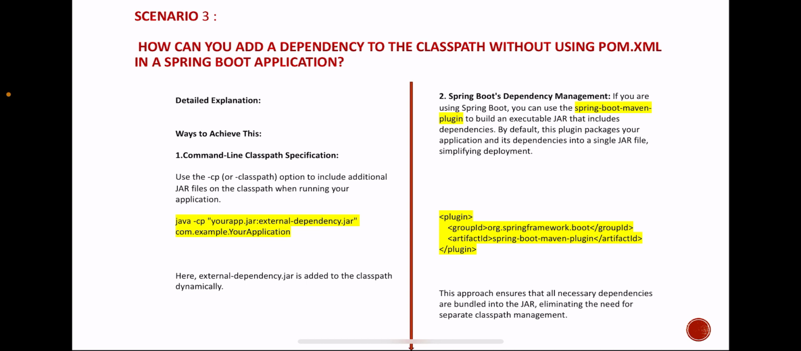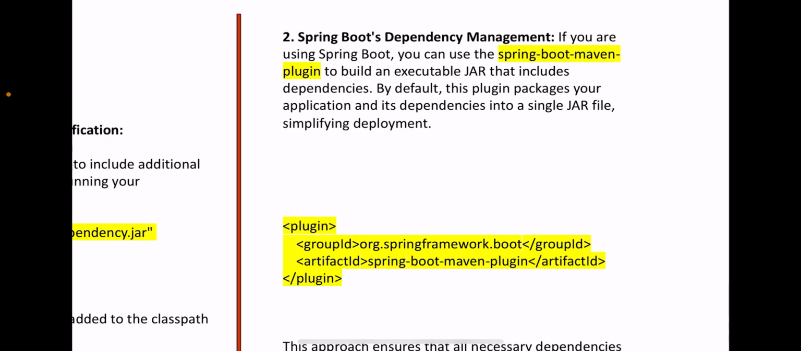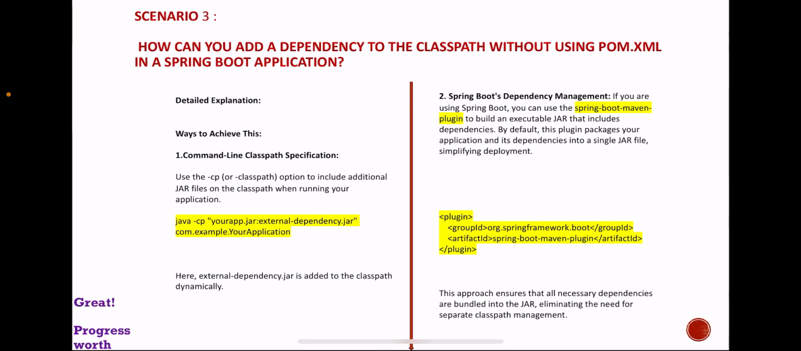The second option is to use the Spring Boot Maven plugin. You use this plugin to build an executable jar that includes the dependencies. By default this plugin packages your application and its dependencies into a single jar file, simplifying the deployment. So the Spring Boot Maven plugin can be used.